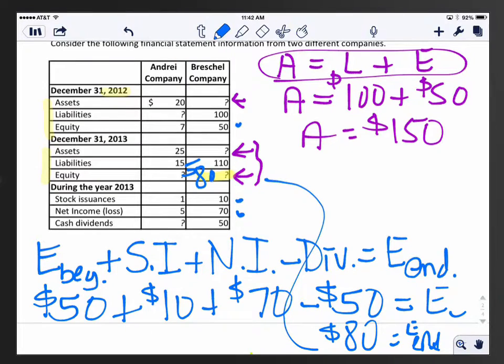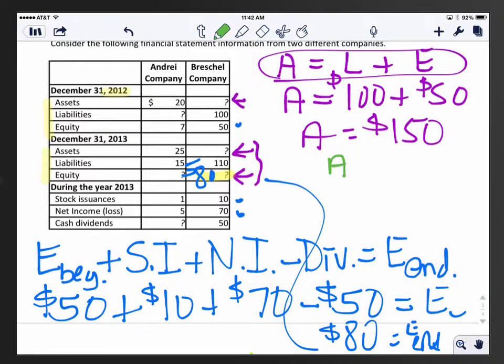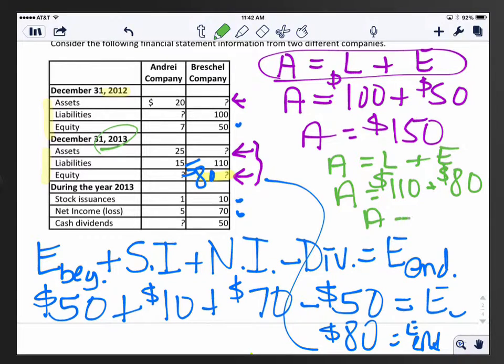So now we're back to this idea. Now we're back to, okay, let's fill in the accounting equation. We've only got one unknown. Assets equal liabilities plus equities. Assets are unknown. Liabilities we're given as 110. Equities we just figured out at the end of the year in 2013 were 80. So that means assets equals 190.